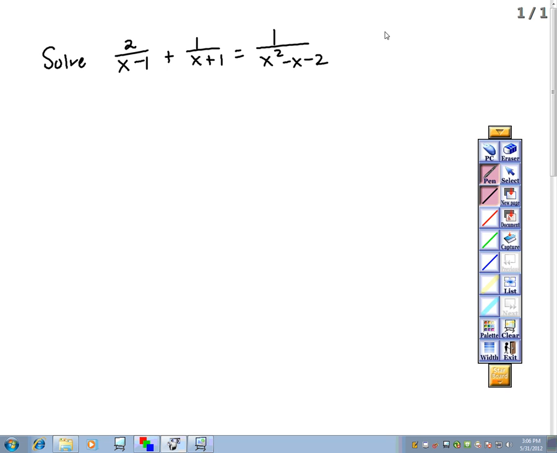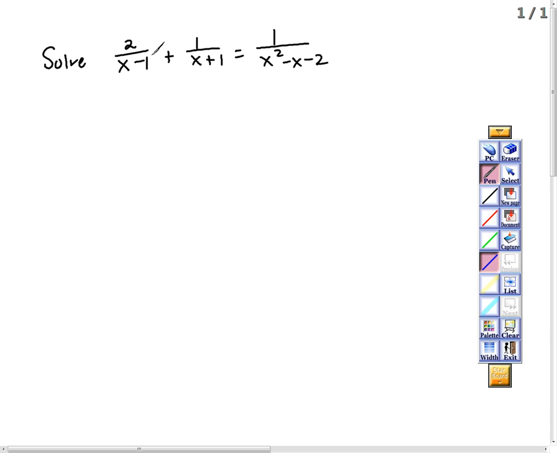We're going to solve this rational equation. We have 2 over x minus 1 plus 1 over x plus 1 equals 1 over x squared minus x minus 2. The first thing we're going to do is look at each term and see if we can factor anything. So the first term really can't be cleaned up any, so I'm going to rewrite it. 2 over x minus 1 plus 1 over x plus 1 equals 1 over, okay, I can factor this.